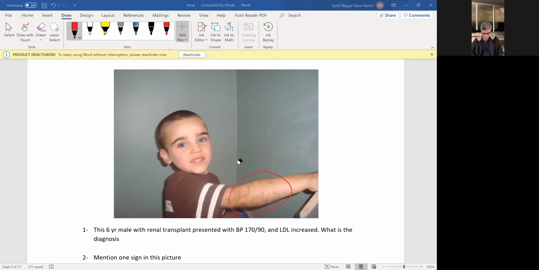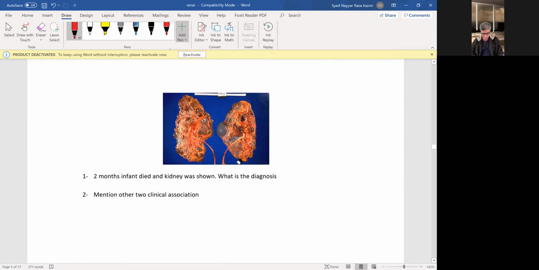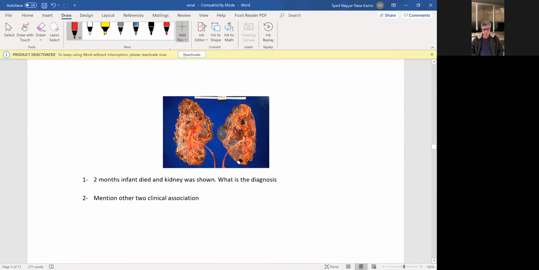Let's move on to the next one. These are the autopsy findings from a child who died because of renal failure, and the kidneys are shown. Both of the kidneys, what is the diagnosis? If you see the kidneys over here, they have got multiple cysts of different sizes. This is what we call polycystic kidney disease.